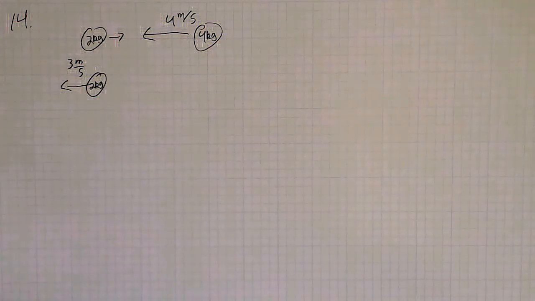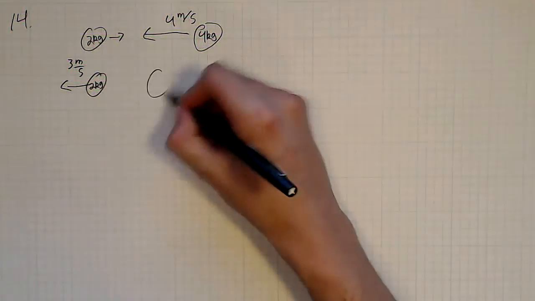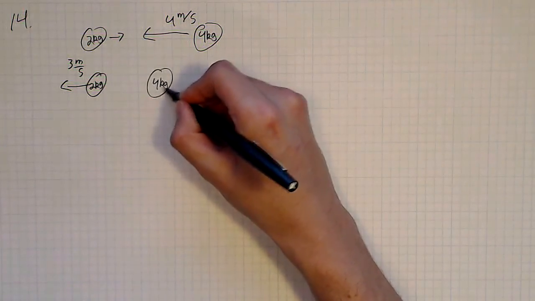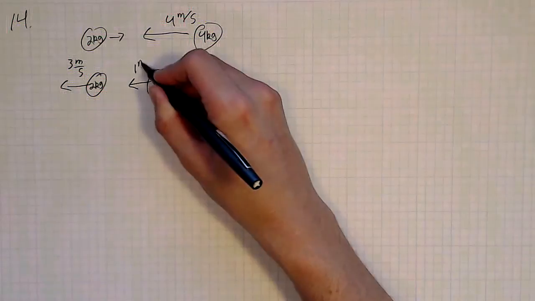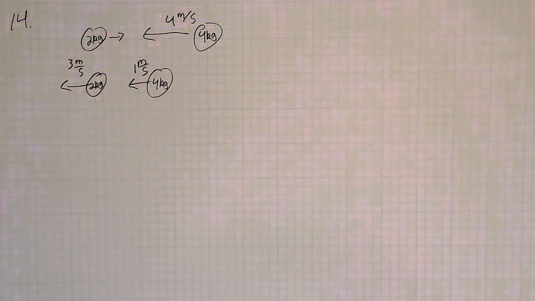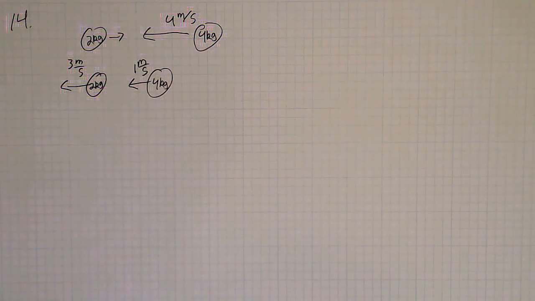The 4 kilogram mass moves 1 meter per second to the left. What is the initial velocity of the 2 kilogram mass? Okay, so 4 kilograms, 1 meter per second to the left. Okay, so again, this is just a conservation of momentum.